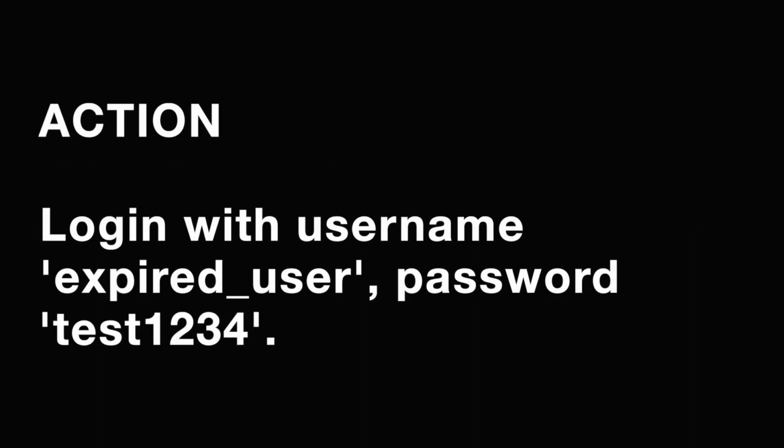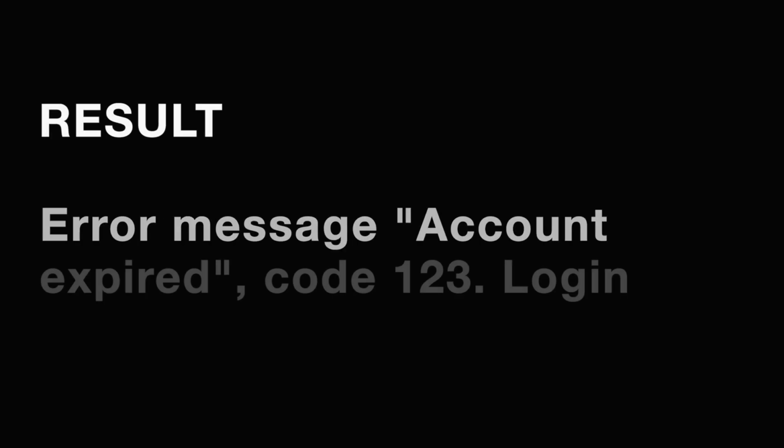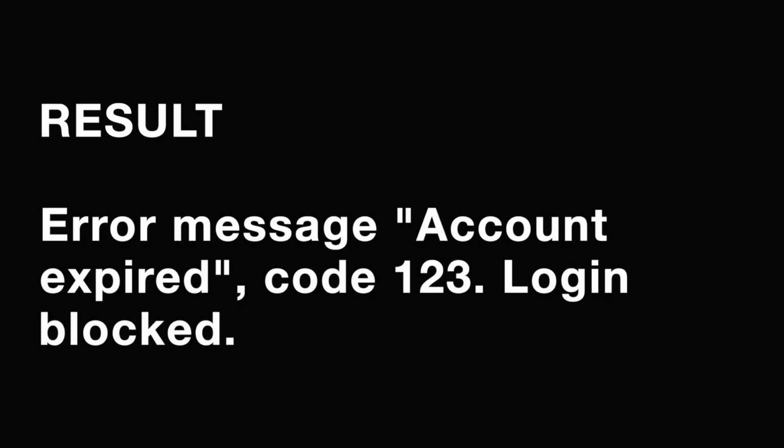Let me show you what this looks like. So here's an example. I'm testing an account expiry on a login. Here's my Mario note. Motivation, verify that the system blocks expired credentials. The action, log in with username, expired user, and enter the password. The result, account expired with the error code. The login has been blocked.